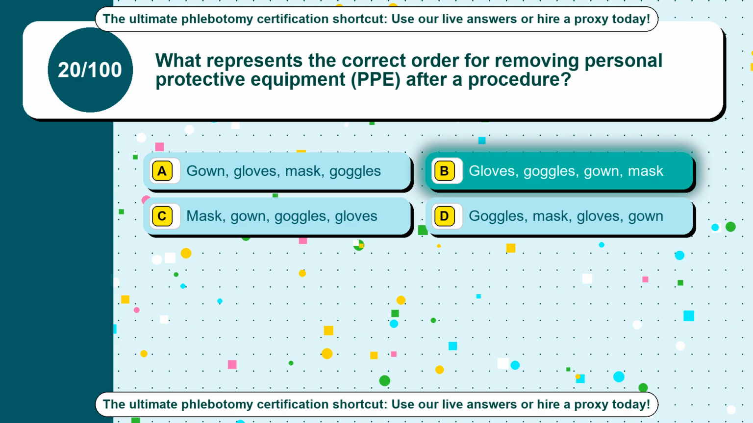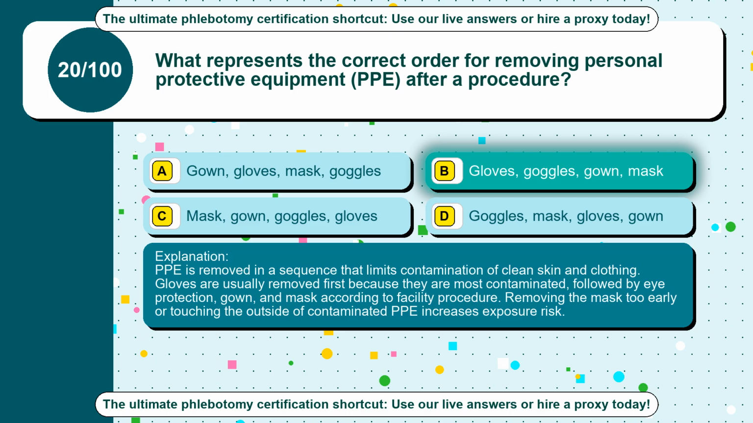The correct answer is option B, gloves, goggles, gown, mask. PPE is removed in a sequence that limits contamination of clean skin and clothing. Gloves are usually removed first because they are most contaminated, followed by eye protection, gown, and mask according to facility procedure. Removing the mask too early or touching the outside of contaminated PPE increases exposure risk.